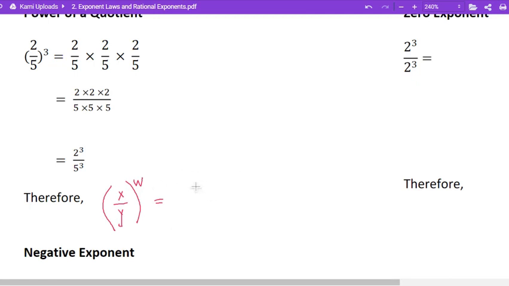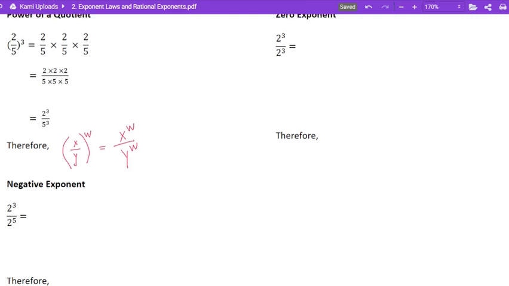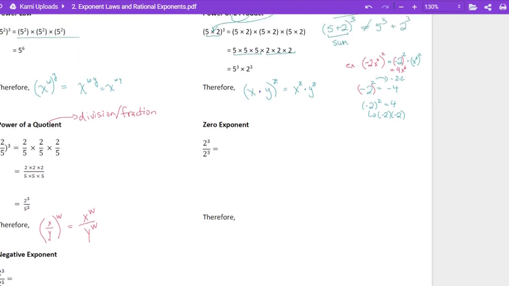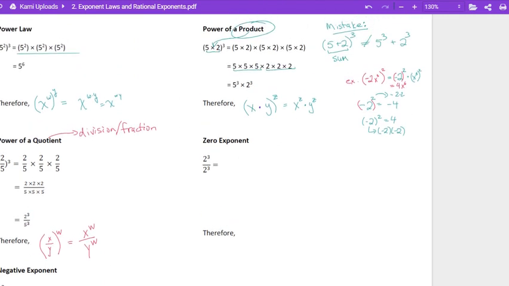Greg, do you want to tell me what you think we would get here? X to the power of W over Y to the power of W. Great. So this quotient law is very similar to which other law? Yeah, Sebastian? It's the power of a product, right? Because multiplication and division are opposite operations. And so that means whatever we do for a product, we kind of do the opposite for a quotient, right? So we see they're related.